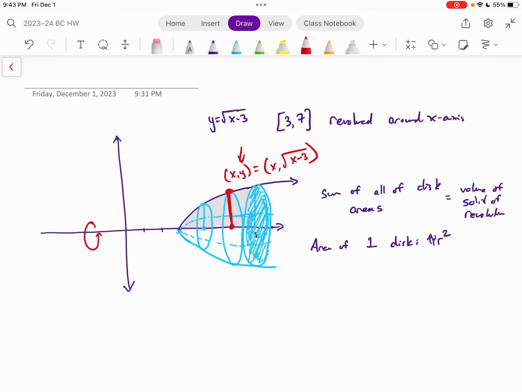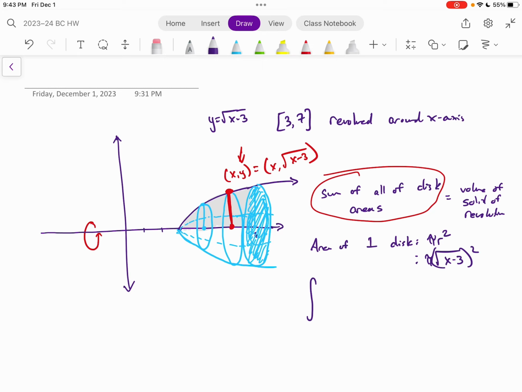So the area of one disk is really pi r squared, which we know is pi times root x minus 3 squared. I'm going to leave it like that. Obviously, that's just pi times x minus 3, but I'm going to leave it like that just for a tiny bit. Okay, so if we want to add up the sum of all disk areas, well, that's just going to be a definite integral.